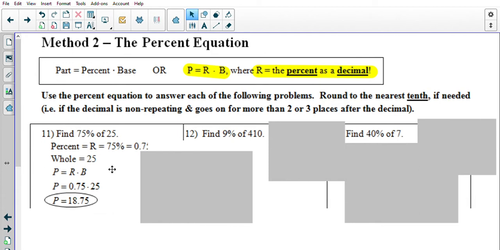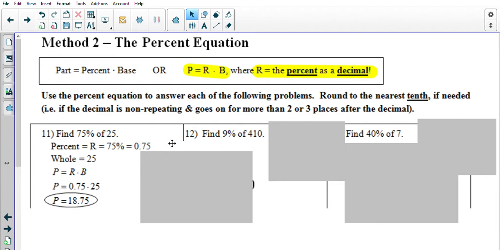So you're going to notice several of the questions going hand in hand. So we're going to do number 11, which is already done in your notes, 12 and 13, and then I'll have you try number 14 on your own. So number 11, it says find 75% of 25. 25 is my base, out of 25.